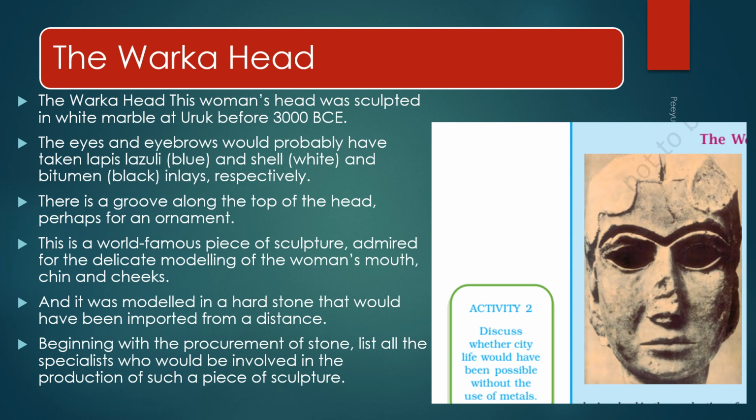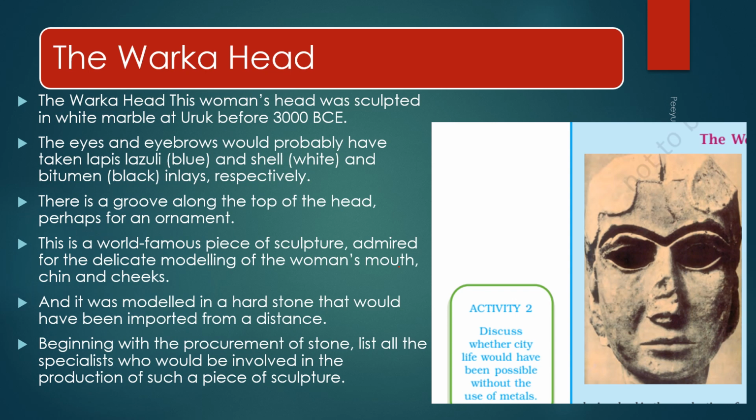This is a world famous piece of sculpture, admired for the delicate modeling of the woman's mouth. It was finely sculpted with the woman's mouth, chin, and cheeks. You can see mouth, chin, and cheeks. And it was modeled in a hard stone that would have been imported from a distance. So that shows the extent of trade.